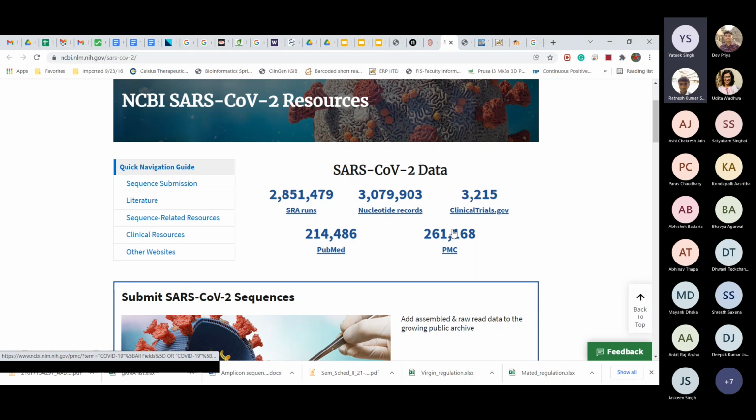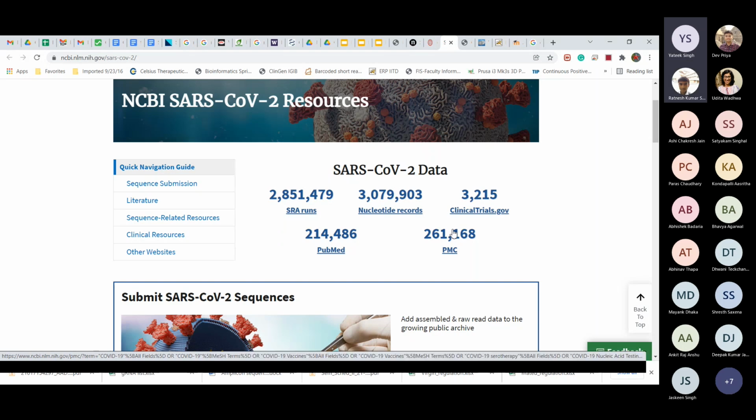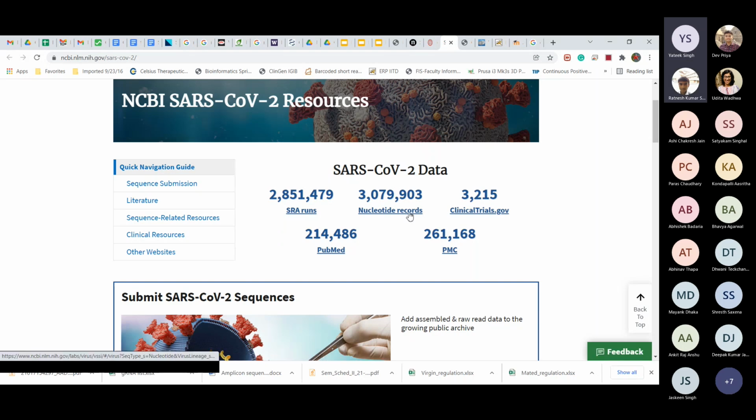Sir, are these 3 million nucleotides or 3 million genomes? Like, if there have been 3 million different viruses which have been sequenced, then... Not 3 million different viruses. These are 3 million samples. So I can click on it. Okay, I'm going into it.